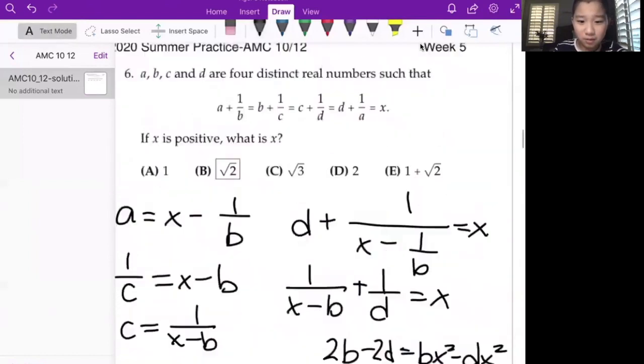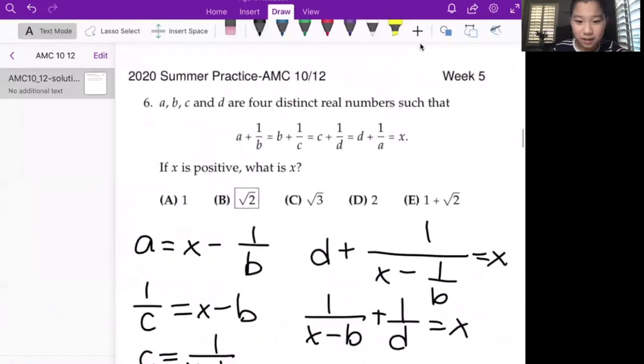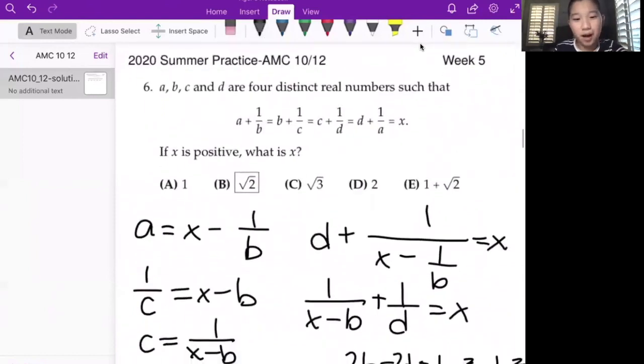But let's look at the problem again. It says if x is positive. So x has to be the positive square root of 2. So x equals root 2.